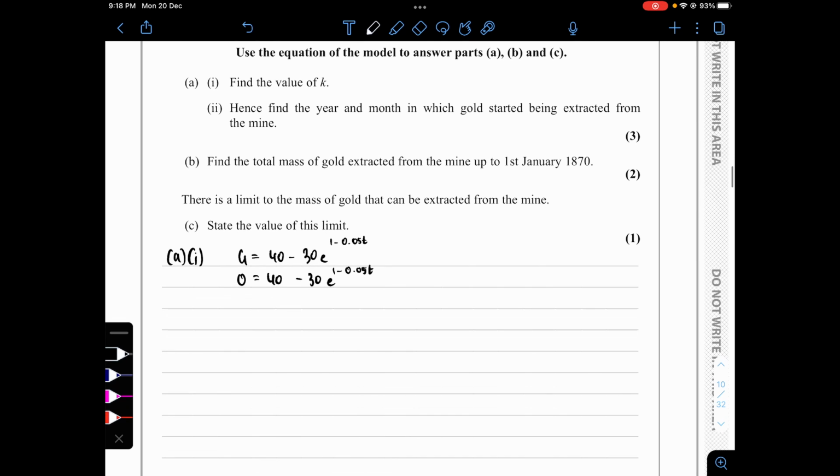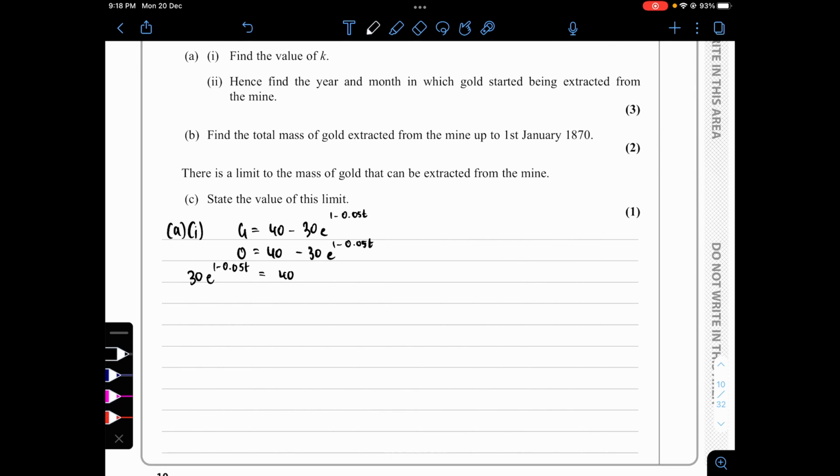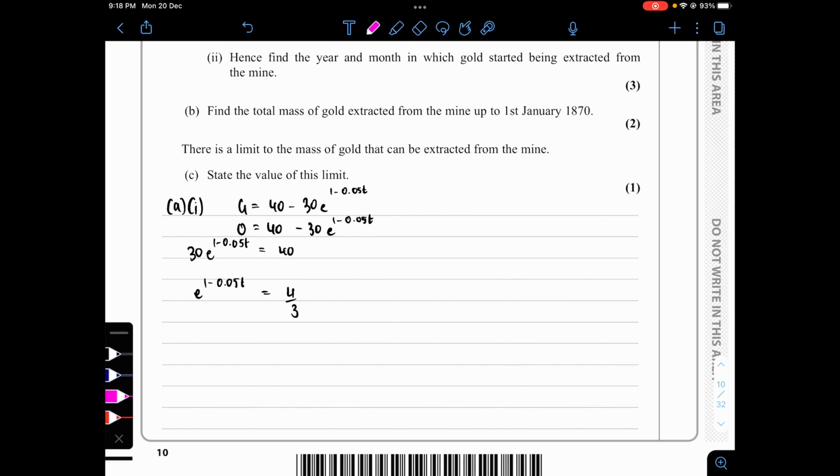Move 30 to the other side. So this becomes 30 e to the power of 1 minus 0.05t equals 40. Then we can divide both sides by 30. It'll simplify, so e to the power of 1 minus 0.05t equals 4 over 3. Now to get rid of the e, we have to take the natural ln of both sides. So when we do that, there'll be ln e to the power of 1 minus 0.05t equals ln 4 over 3.